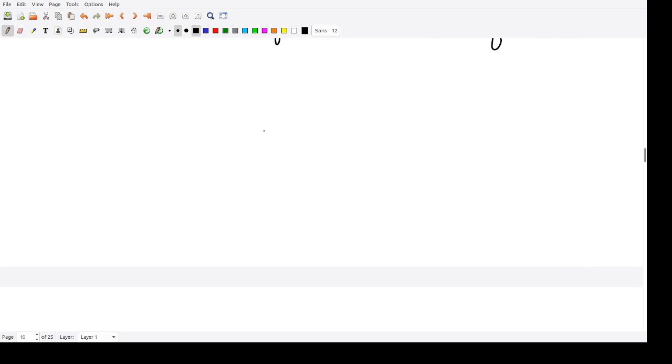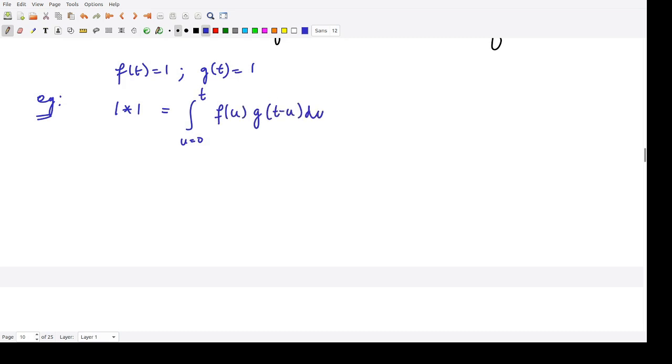So let me give you an example. How do you calculate the convolution? Example 1: suppose the first function g of t is given to be 1 and f of t is also given to be 1. These are two functions, so we have to find their convolution. According to the formula, it would be equal to the integral of u from 0 to t of f of u g of t minus u du. The value of f of u is 1, and the value of g of t minus u is also equal to 1, du. So what is its integration? It is equal to u, and the limits vary from 0 to t. So the final answer is t.